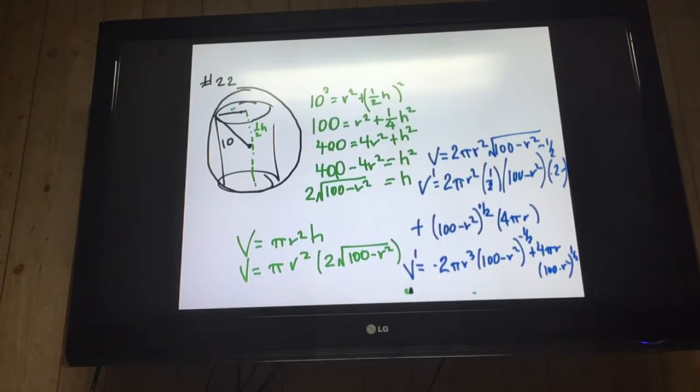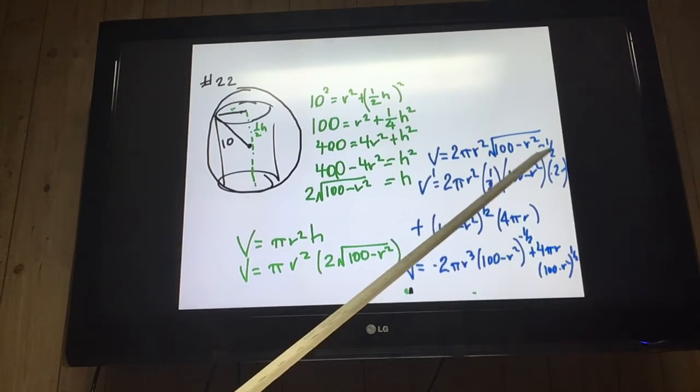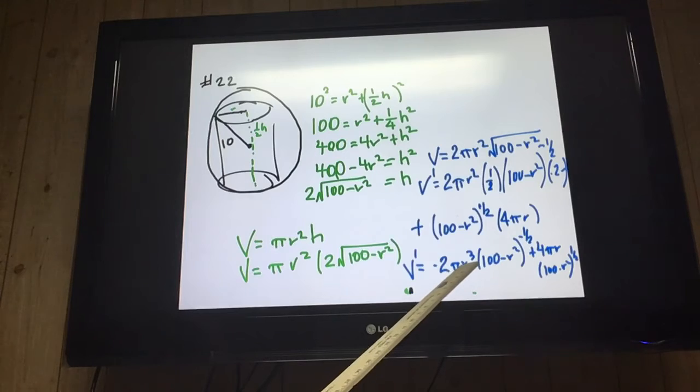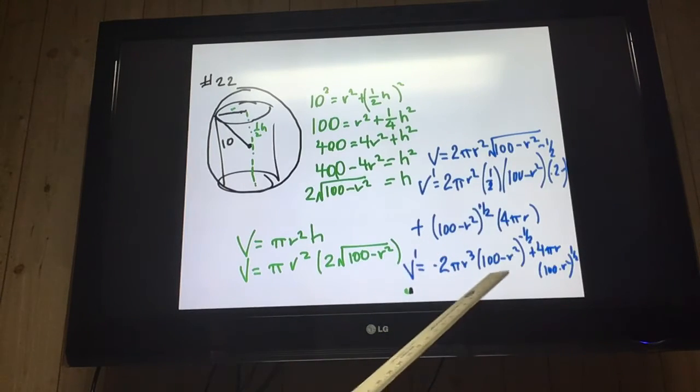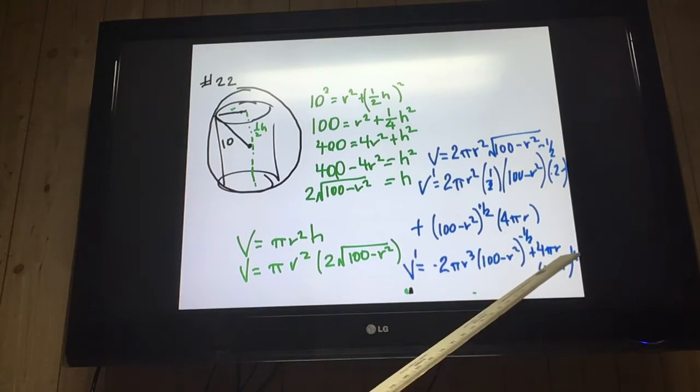I'm going to simplify. So negative 2r times the 1/2 is negative r. Negative r times 2 pi r squared is negative 2 pi r cubed. The (100 minus r squared) to the negative 1/2 is still there. And then we simplify the other term, which is just 4 pi r times (100 minus r squared) to the 1/2.